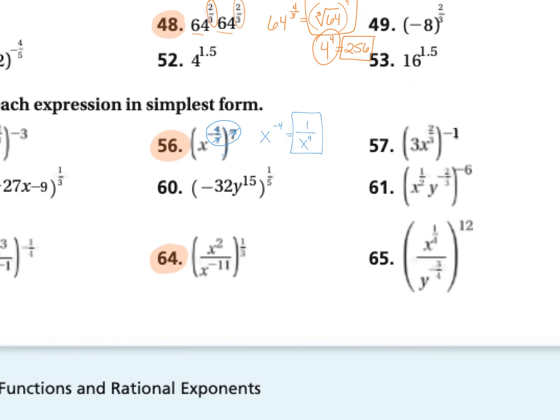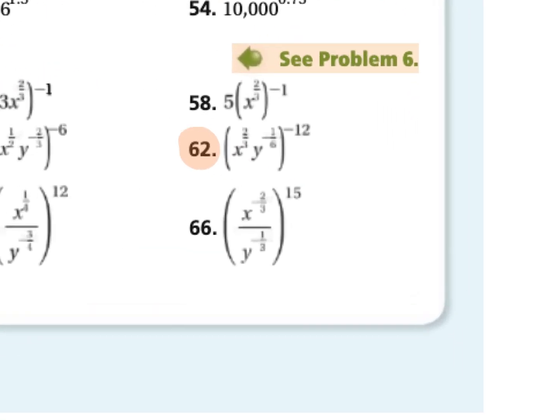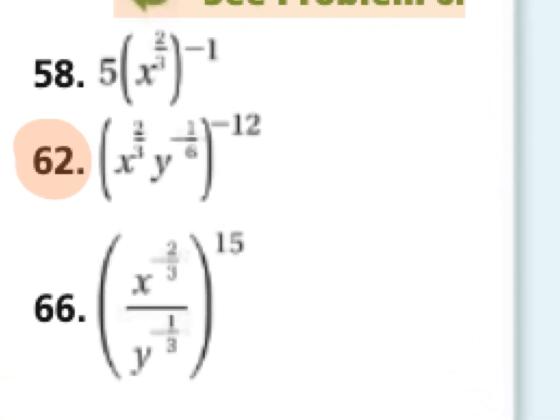All right, almost there. I'm going to do 2 more with you, and then we'll do the worksheet. Oh, this is terrible. I don't even know what those are. I think this is 2/3, and this looks like 1/6, and -12. Sorry, apparently I didn't take very good pictures for you.